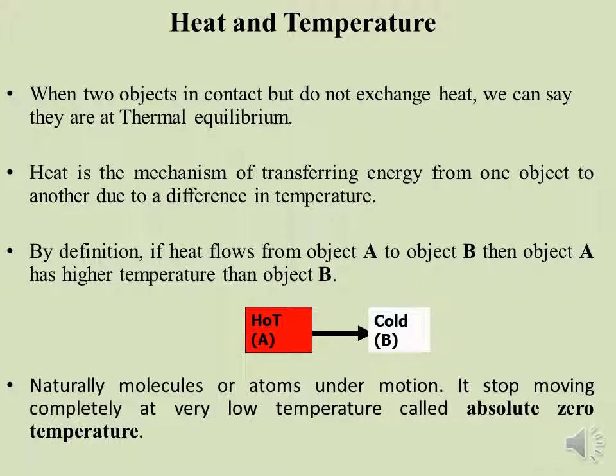Heat and temperature. When two objects are in contact but do not exchange heat, we can say they are at thermal equilibrium. Heat is the mechanism of transferring energy from one object to another due to a difference in temperature. As in the figure and by definition, if heat flows from object A to object B, then object A has a higher temperature than object B. Naturally, molecules or atoms are in motion. They stop moving completely at a very low temperature called absolute zero.